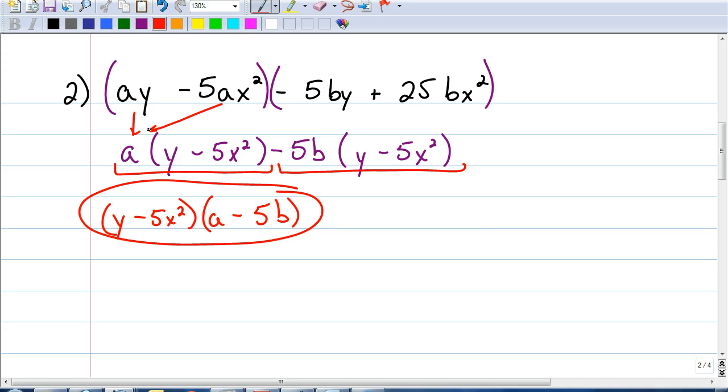So the same thing is true here. Looking at these two sets, I'm factoring out one y minus 5x squared to represent the 2. So when I factor out the y minus 5x squared from the first term, I'm left with a. When I factor out y minus 5x squared from the second term, I'm left with minus 5b.